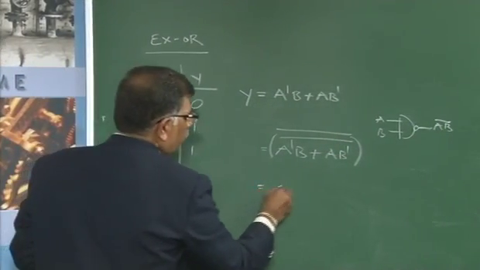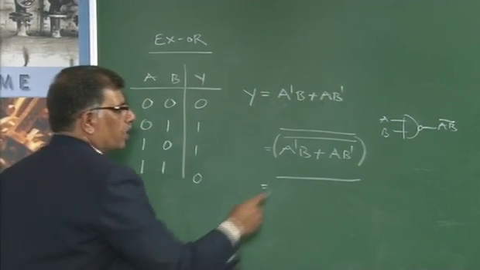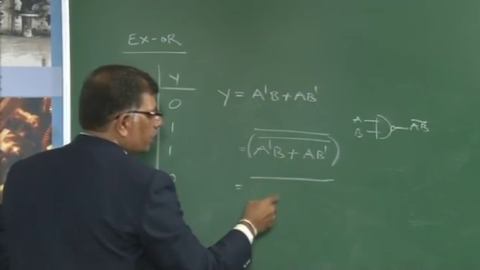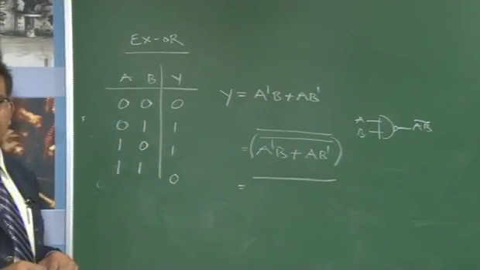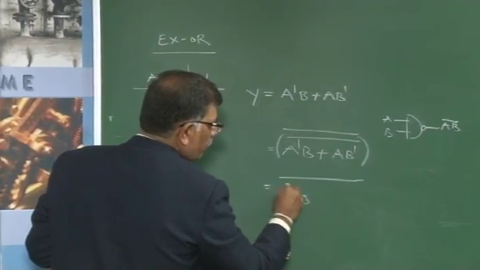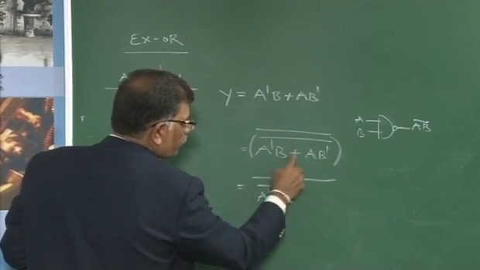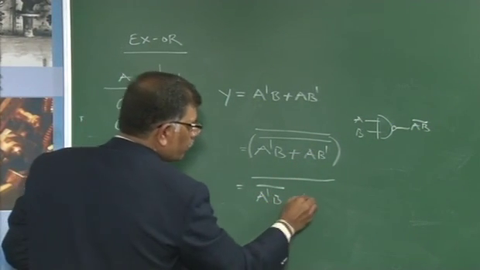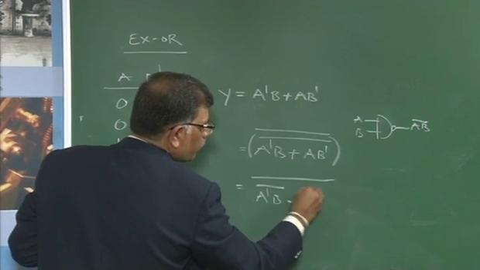So now what I do is I will keep this bar as it is and I will try to simplify the inside equation by using De Morgan's theorem. So I will put A bar B bar, and the plus will change to a dot product according to De Morgan's theorem. This is (A B bar) whole bar.